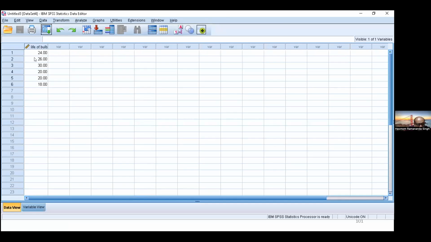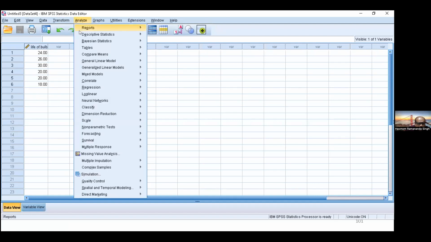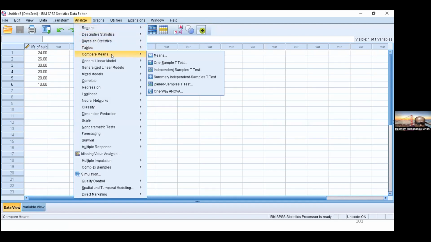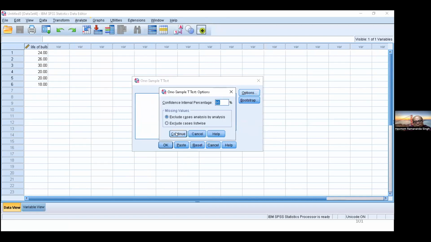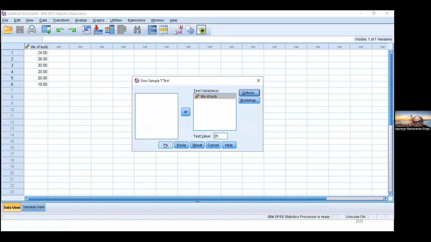So this is the life of the bulb that we have given. It is normally distributed. Now analyze, go to compare means, one sample. Test variable: life of the bulb. Then the claim was how many? 25. The claim was 25. This is for one sample. Now you go through it.